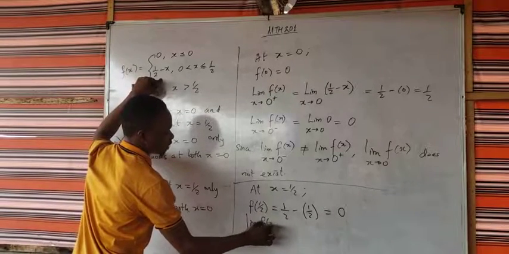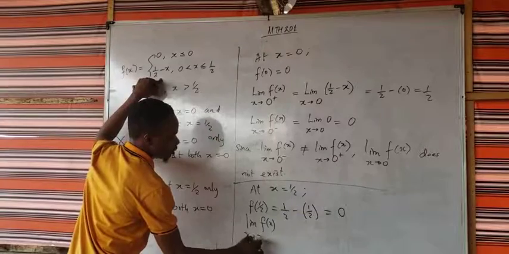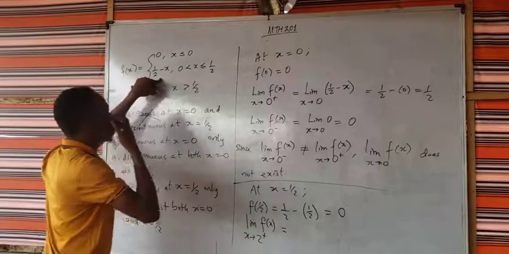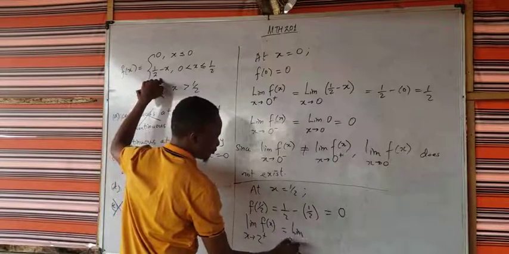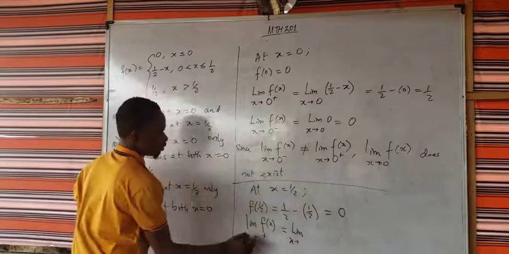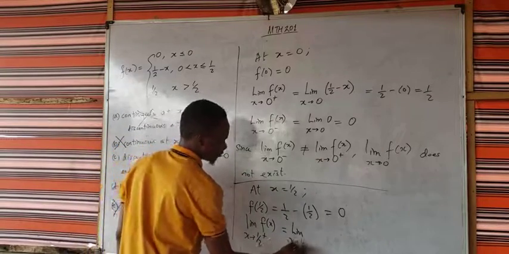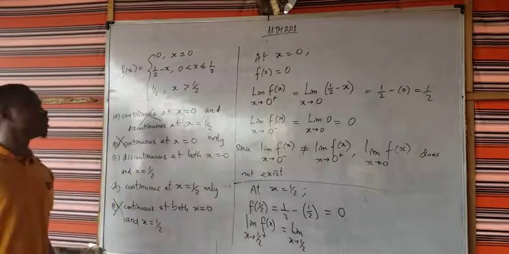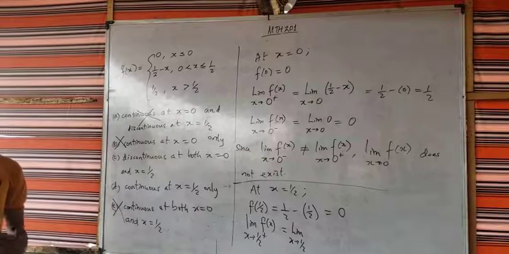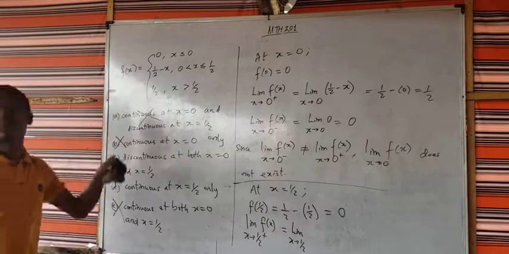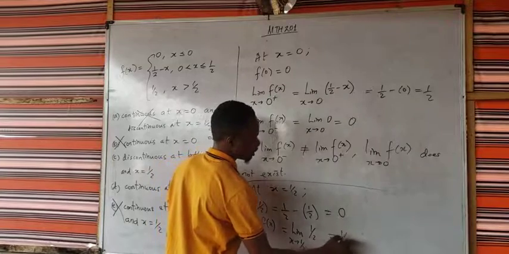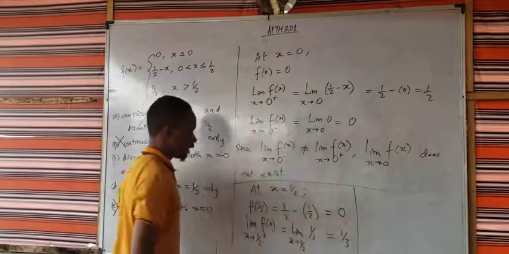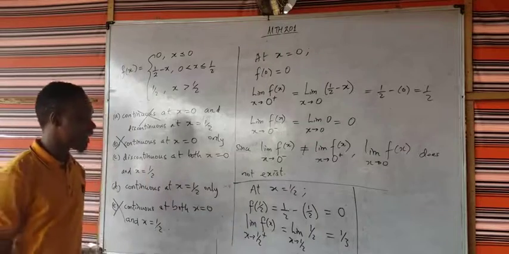Then we find the limit from above. Limit of f of x as x approaches 1 over 2 from above. That's going to be what? So we're going to use a definition for, sorry, 1 over 2, no. So what's the definition when it goes from above, from something greater than 1 over 2? That's what? 1 over 2. So this is going to be the limit of 1 over 2 as x approaches 1 over 2. That is just 1 over 2.